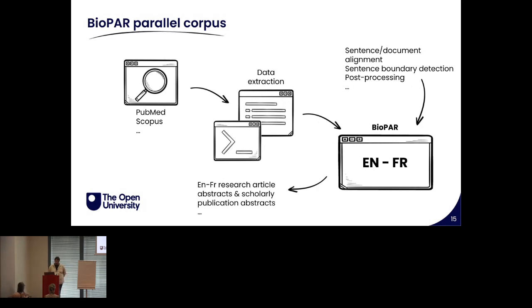And then these are used to compile this corpus, and then we have more post-processing that needs to be applied to the data, such as sentence and document alignment, sentence boundary detection, and cleansing, of course, removing any potential non-matching pairs, or if an abstract doesn't have a translation, it needs to be removed as well. So to recapitulate, this is a parallel corpus comprised of English and French research article abstracts and scholarly publication abstracts.